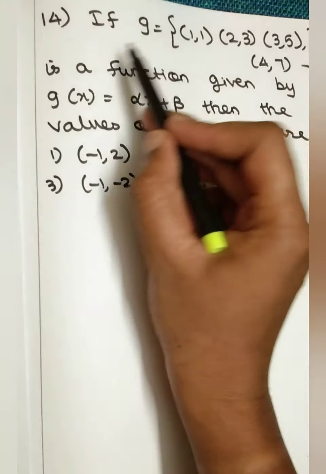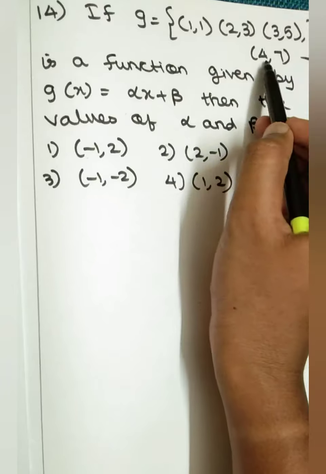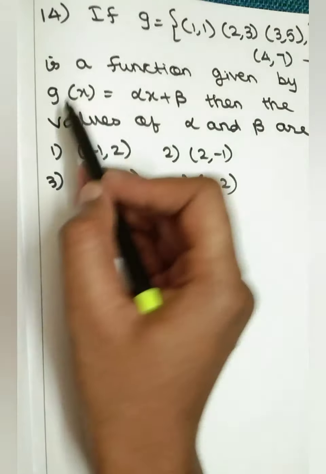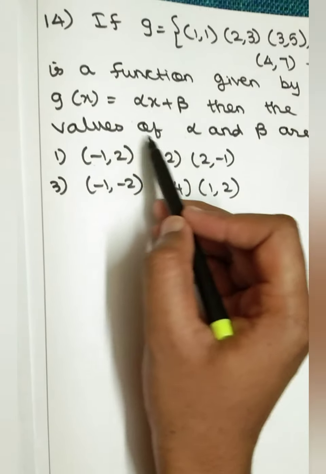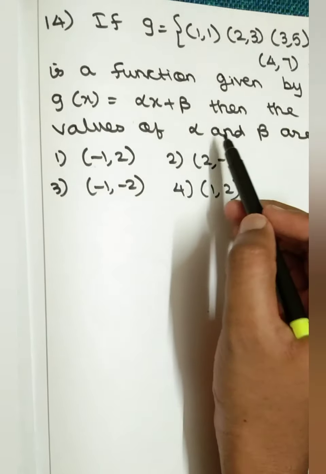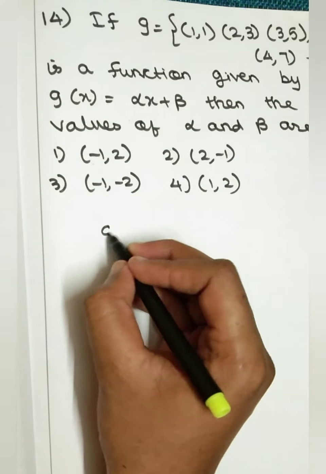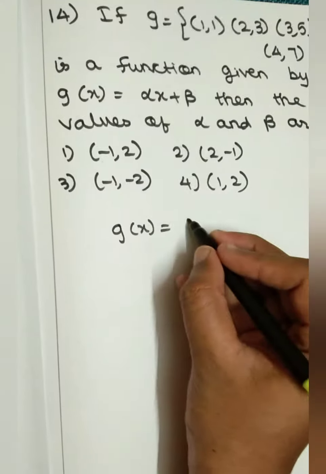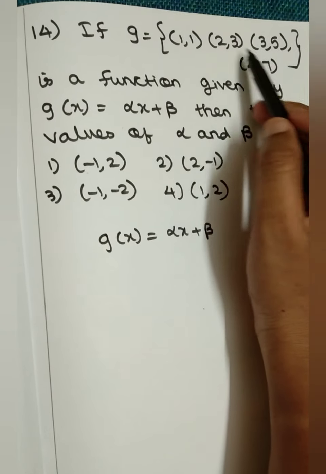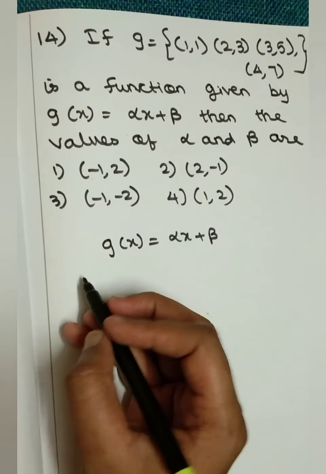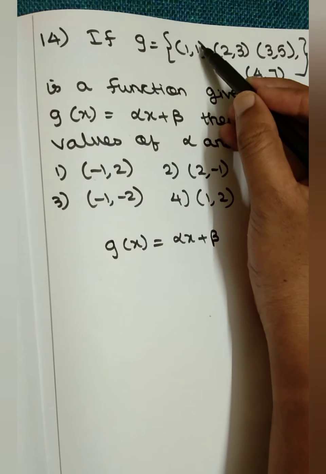14th question. If g equal to the ordered pairs (1,1), (2,3), (3,5), (4,7) is a function given by g of x equal to alpha x plus beta, then the values of alpha and beta are? You want to find the values of alpha and beta given g of x equal to alpha x plus beta. You can take any 2 points. I am going to take these 2 points, 1 comma 1. Here this is x, this is g of x.